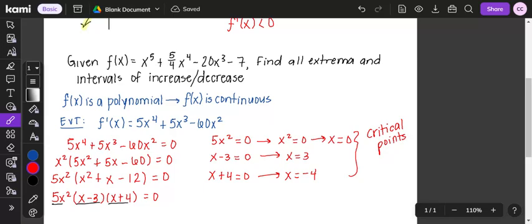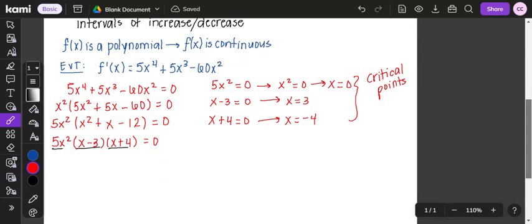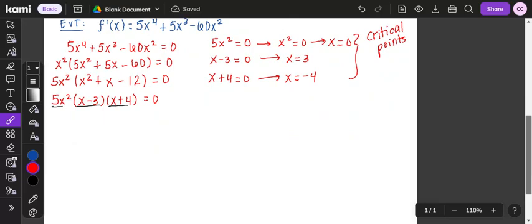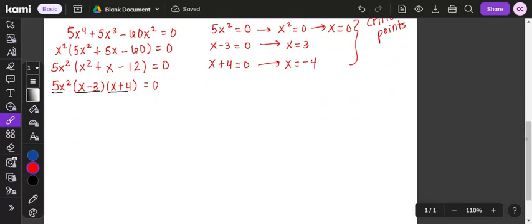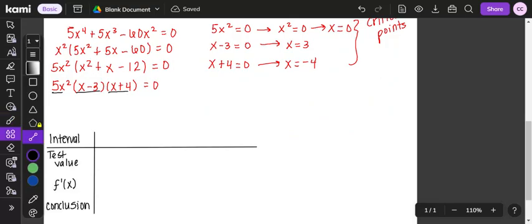Okay, once I have done this, I can use what's called the first derivative test to figure out exactly where all the extrema are and where I am increasing and decreasing. Now, the next lesson is also called first derivative test. There's going to be another video where there's more practice, but I'm just going to show you how it works right now. So the first thing I'm going to do is make a table. And that table is going to look something like this, all right? We've got a place to put our intervals. We've got a place for test values, f prime of x, and a conclusion. And I'm going to show you how to use that.